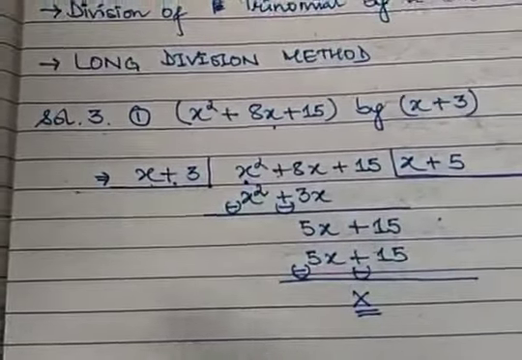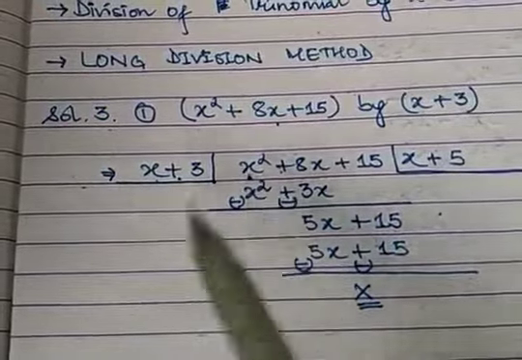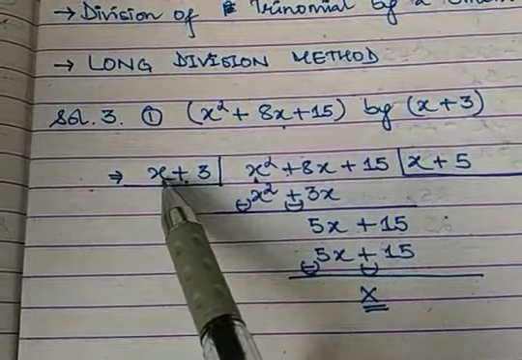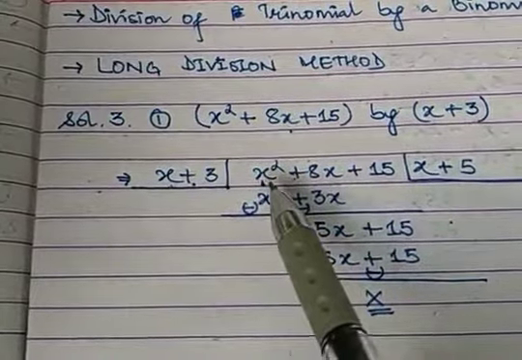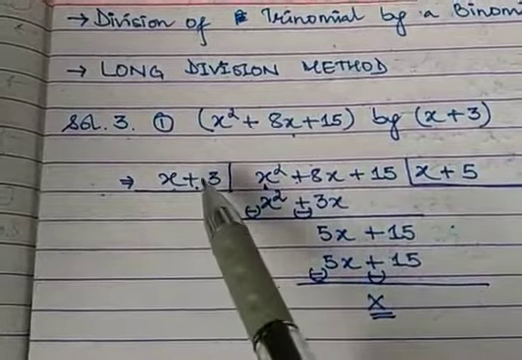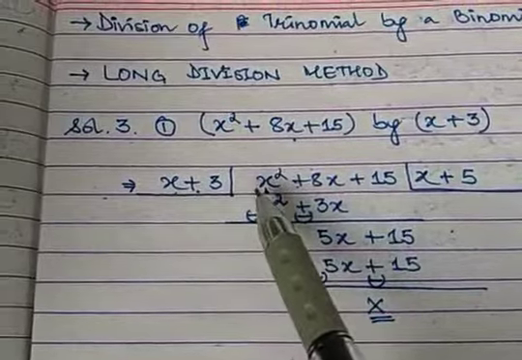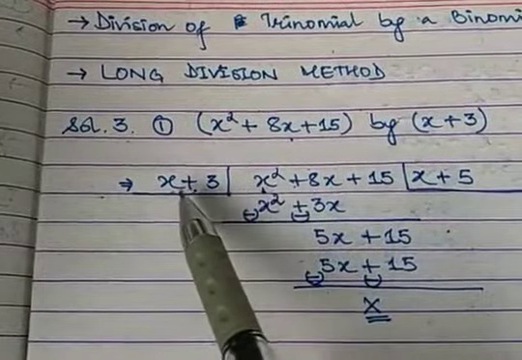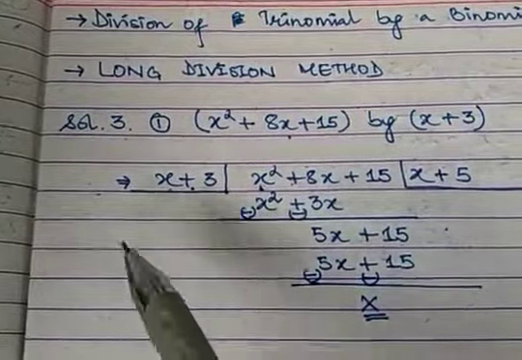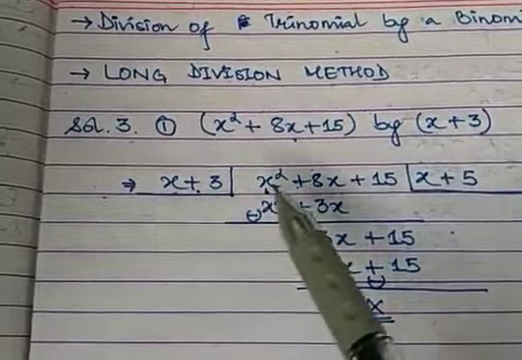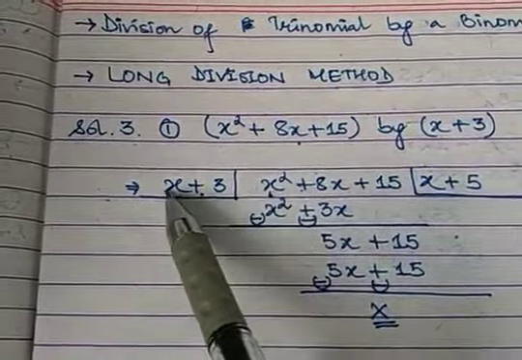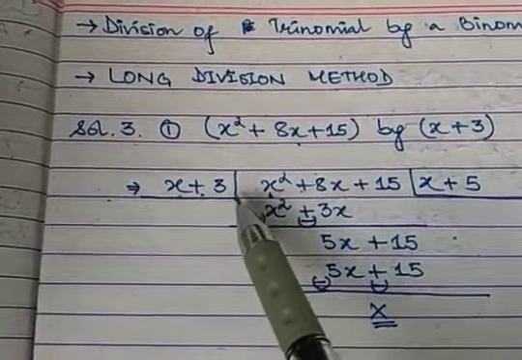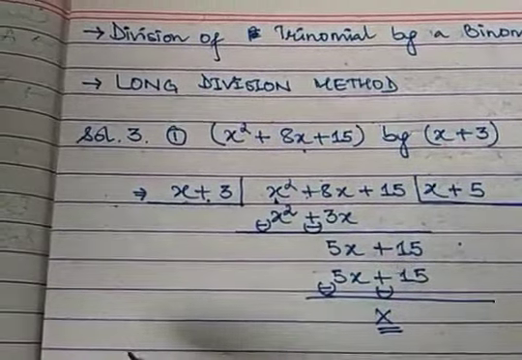Now after that, what are we supposed to do? As I've said, we need to follow the first term. So the first term of the divisor is x, the first term of the dividend is x square. Now what should I multiply with x to get x square? So I need to multiply by x. Simple question, isn't it? And the sign also needs to be the same. So what should I multiply with plus x to get plus x square? The answer is plus x.